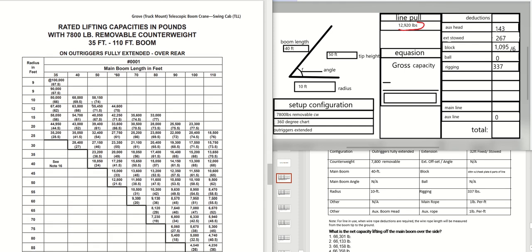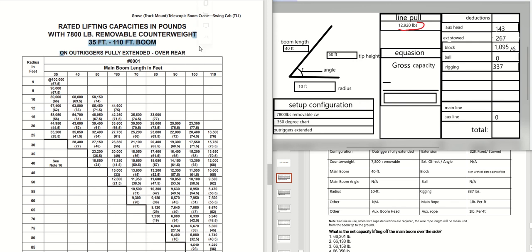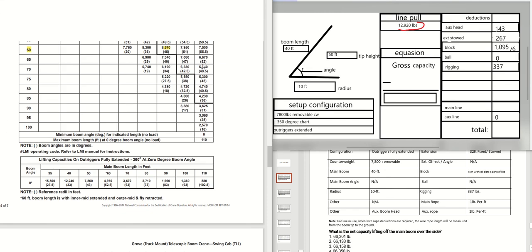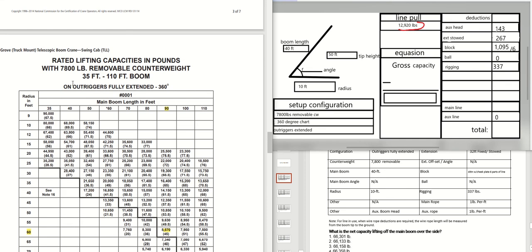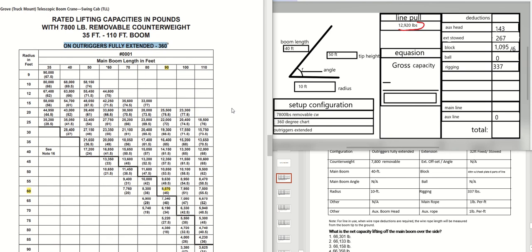You notice the next one is going to be on outriggers fully extended over the rear. We won't use that one. There's only two charts on this for main boom capacities, that's over the rear and 360. So we're going to be using the on outriggers fully extended over the side, or the 360 chart. So we're going to find our gross capacity.